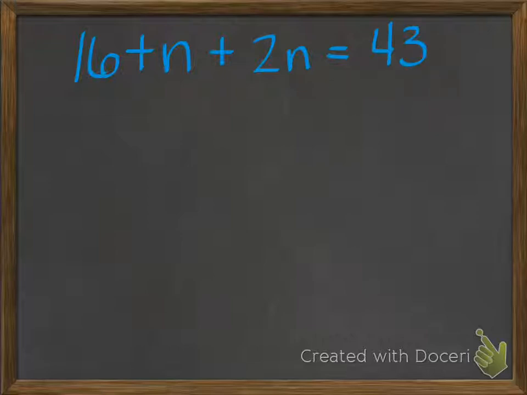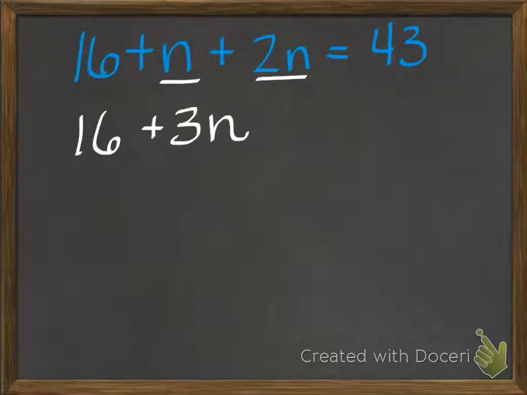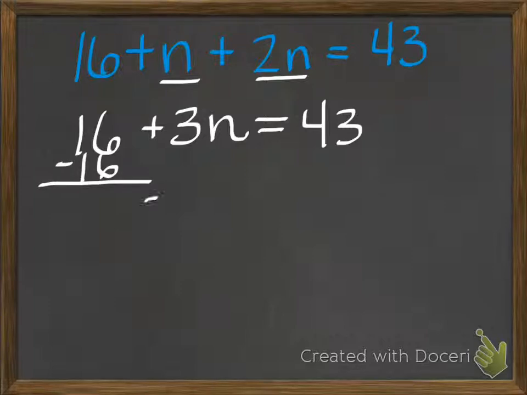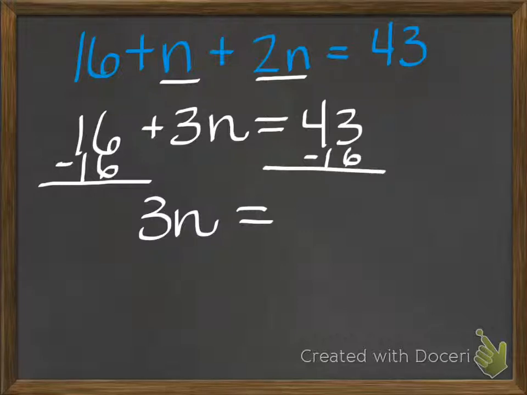Now remember, when we have letters, we can add them together if they're the same letter. So I can simplify my problem a little bit and say that 16 plus 3n, because n plus 2n would equal 3n, equals 43. Now since I know that there's 16, I could subtract that. So I'm going to subtract it from this side. And now I have 3n, because that would be 0. You don't have to write 0 plus 3n, you just leave the 0 off. And then I'm going to subtract it from this side as well. Remember, it's like a teeter-totter. Whatever I do on one side, I have to do to the other side.